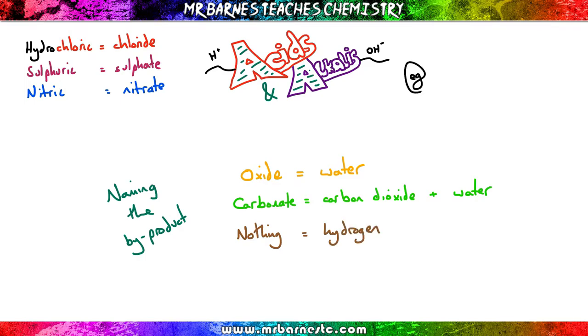So, for example, lithium oxide reacting with nitric acid, first thing you do is you realize you've got an oxide. If you have an oxide, it produces water, so that is your byproduct. If it's a carbonate, as we can see down below, your byproduct is carbon dioxide and water. And if there's nothing there, if it's just lithium and nitric acid, there's no oxide, there's no carbonate, you're going to get hydrogen given off.